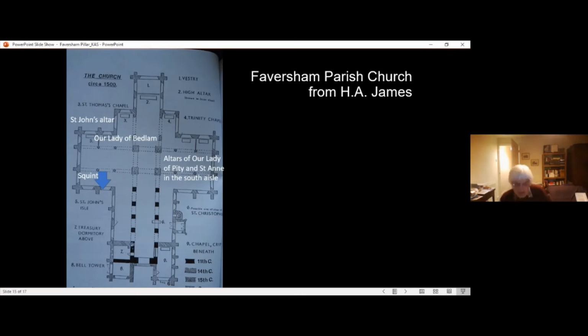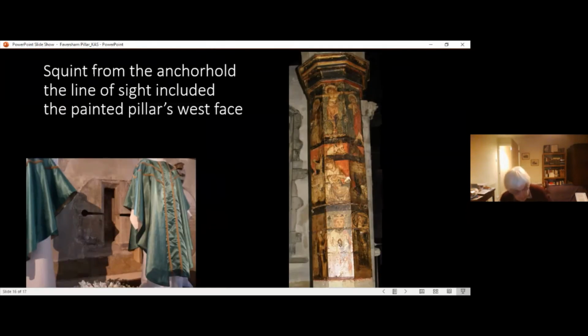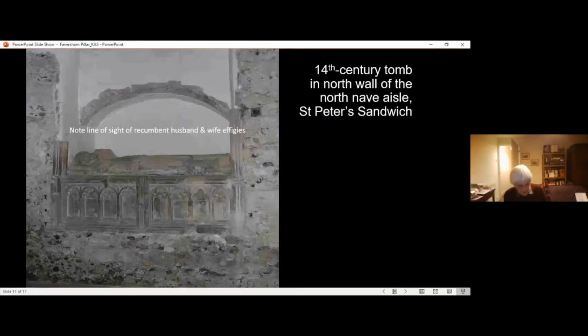Now, this is hardly surprising considering Faversham's trading contacts in this country and overseas. Thus, I think the painted pillar can provide us with some really interesting ideas about the spiritual life of the church for the townsfolk. But just as a final slide, I want to point out that yes, I am perfectly well aware that the past is a foreign country and they do things differently there.